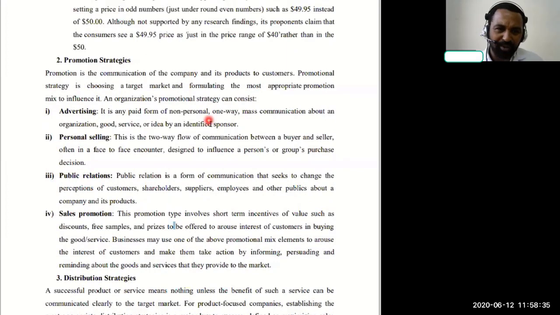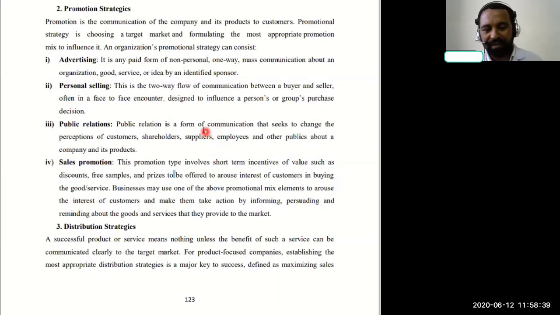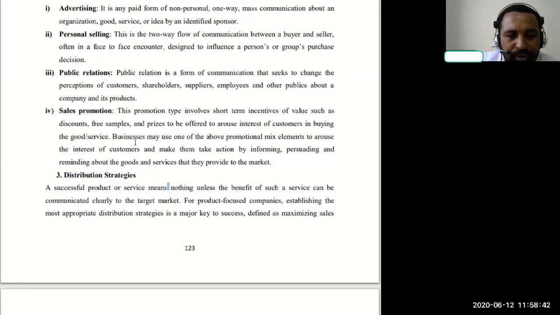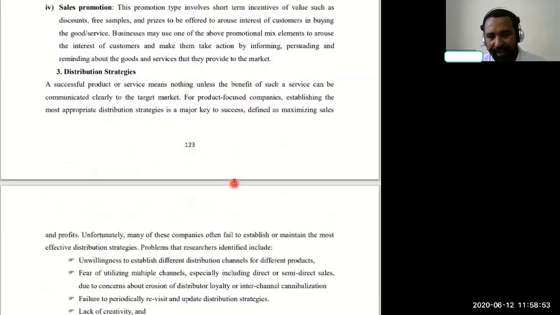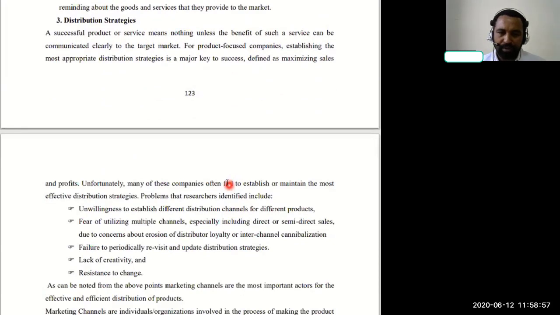So this is promotional strategy. The fourth P is distribution strategy, or place. As I've said earlier, there are two kinds of distribution: direct distribution or indirect distribution. In direct distribution, companies focus on the product nature. If the product is a short-lived or perishable product, they can use a direct distribution channel. Using either direct or indirect, they can maximize the sales as well as the profits.